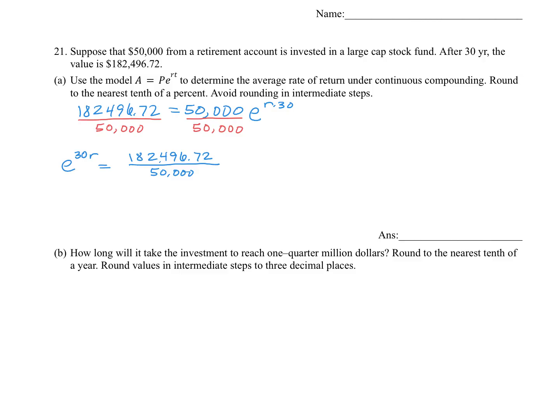All right, so the next thing for us to do is get rid of the exponential function by using the inverse. So I'm going to have the natural log of both sides. Natural log of e to the 30r is equal to the natural log of that 182,496.72 over 50,000.